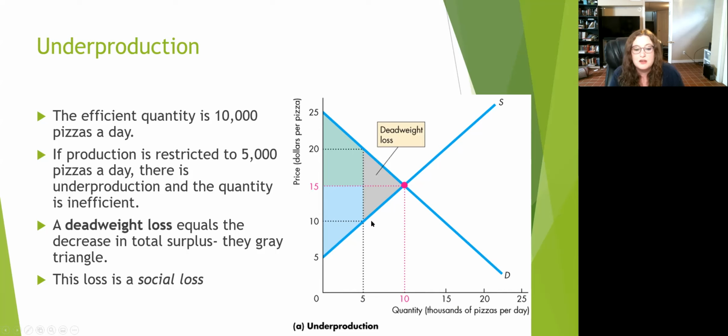A deadweight loss just equals the decrease in the total surplus. So it's the decrease in the producer surplus plus the decrease in the consumer surplus. This is a social loss. It's bad for society. Society's losing out here. Now that's underproduction. Let's talk about the other case.